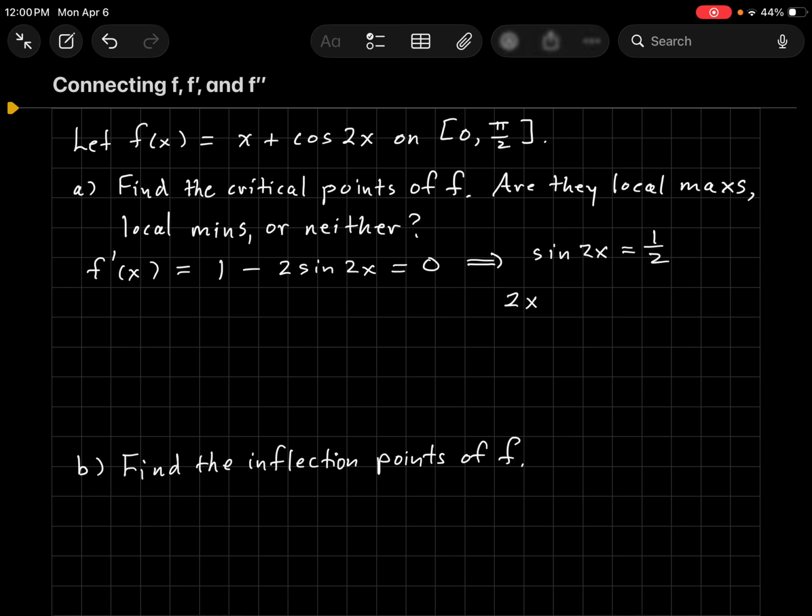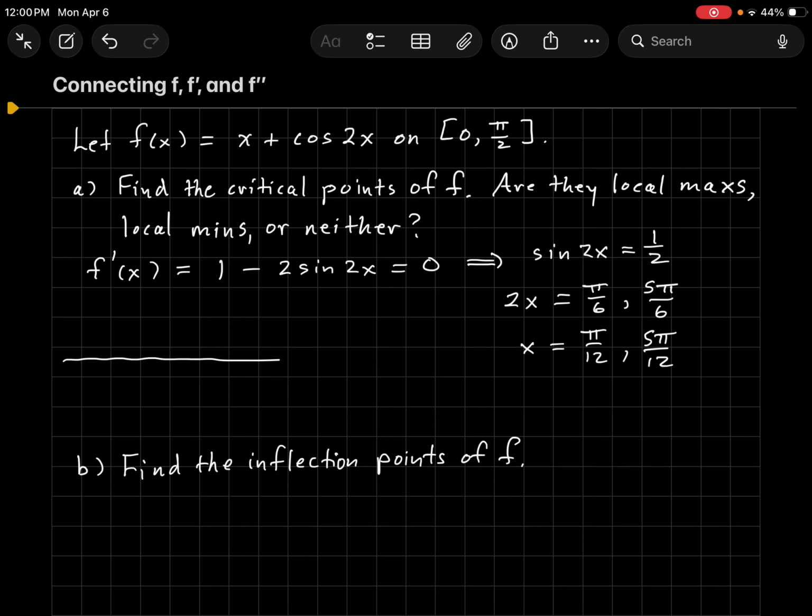So the sine equals 1/2 when the argument, in this case 2x, is pi over 6 or 5 pi over 6, which means x is either pi over 12 or 5 pi over 12, and those are both on our interval 0 to pi over 2.